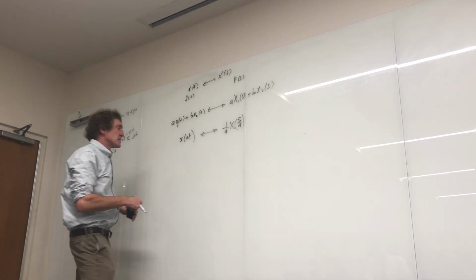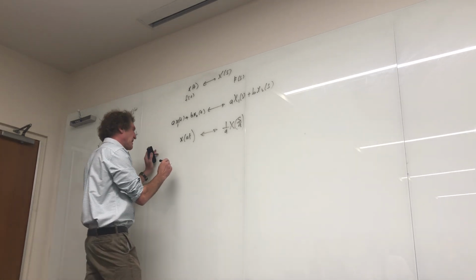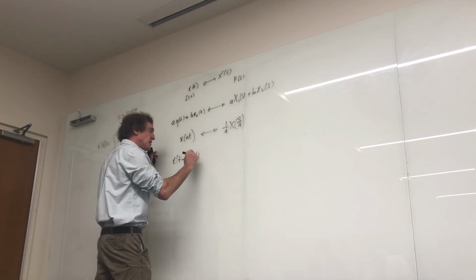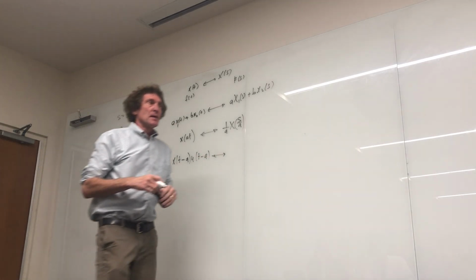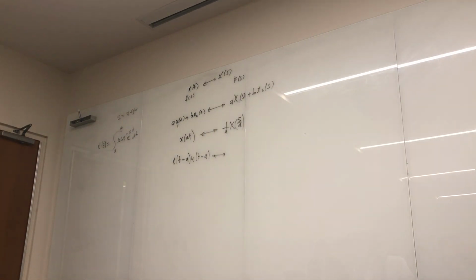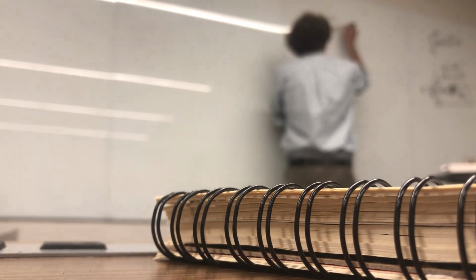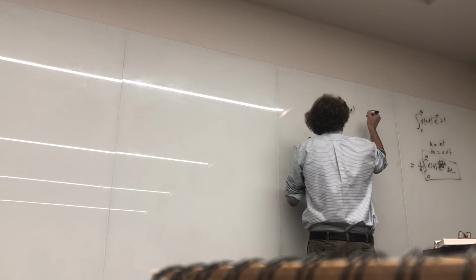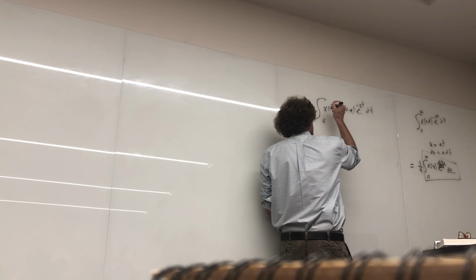So the next function is this. This is going to be a standard time shift. If I have x of t minus a times u of t minus a, and I want to know what happens over here, I go to the definition of the Laplace transform. It's the integral of x of t minus a, u of t minus a, times e to the minus st dt. That's the definition, fundamental, right?